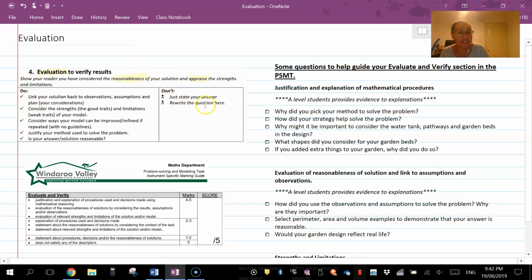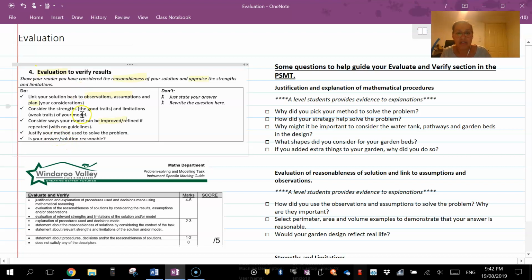You don't want to restate your answer, and you don't want to rewrite the question here. You want to actually link back to your observations, your assumptions, and your plan. How did you solve the problem, what things were good and bad in your model or your design, and what things could possibly improve, so be better if you could repeat it. And then what was good about the method that you used, and was your answer reasonable?